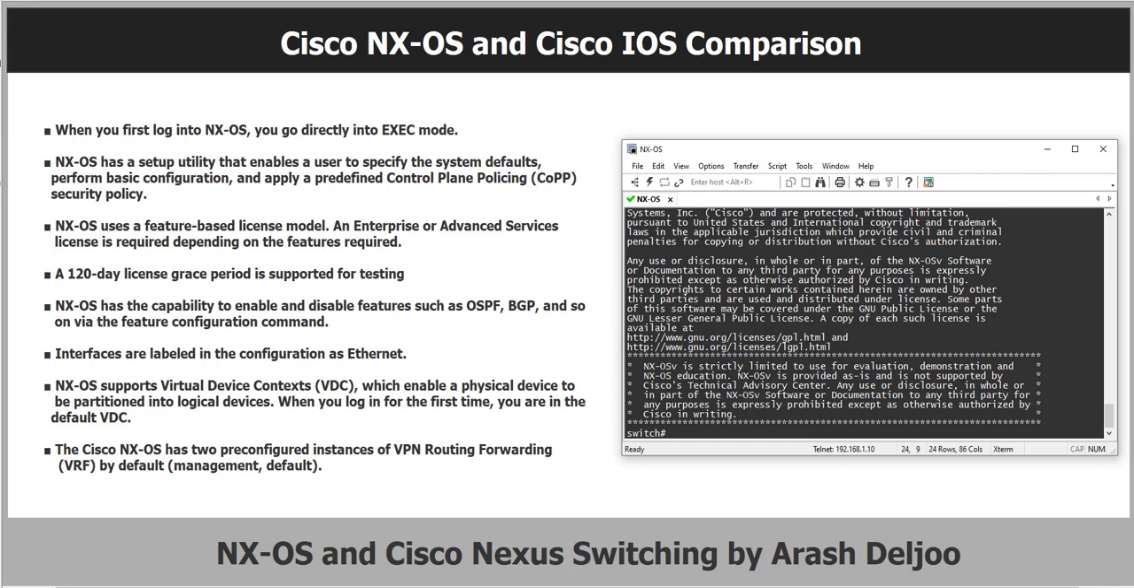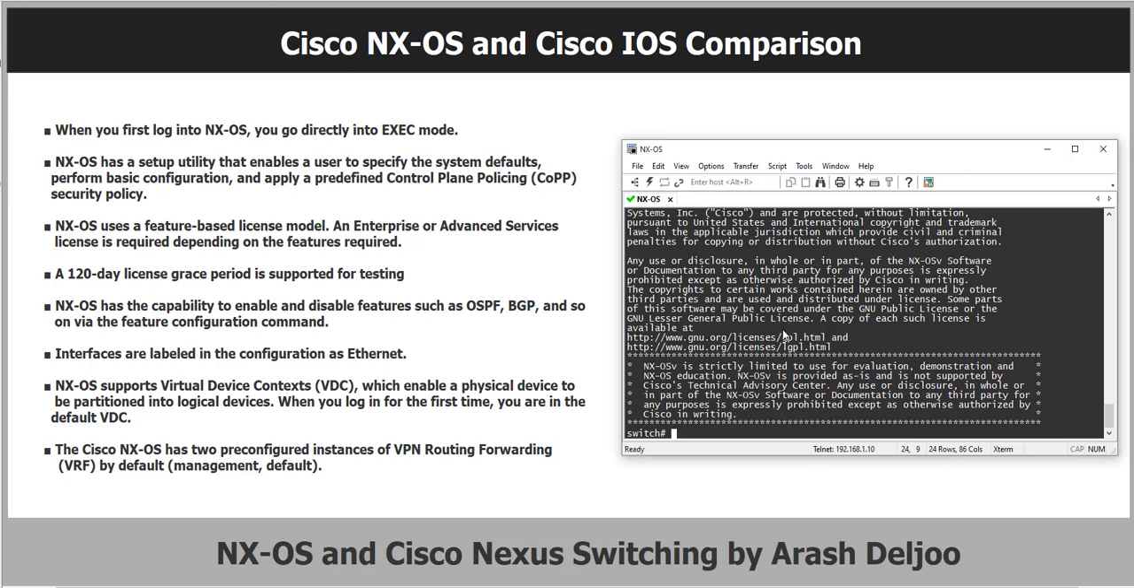NX-OS has a setup utility that enables a user to specify the system defaults, perform basic configuration, and apply a predefined control plane policy or CoPP security policy. Also, NX-OS uses a feature-based license model. An enterprise or advanced services license is required depending on the feature required.